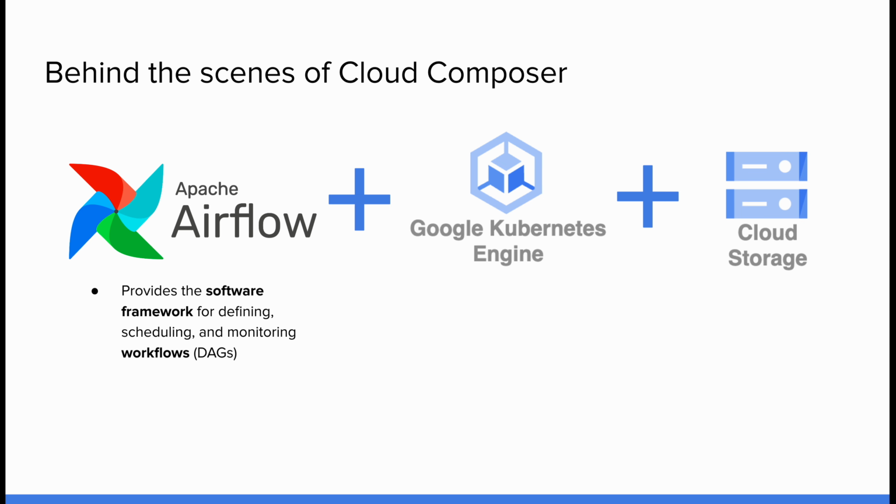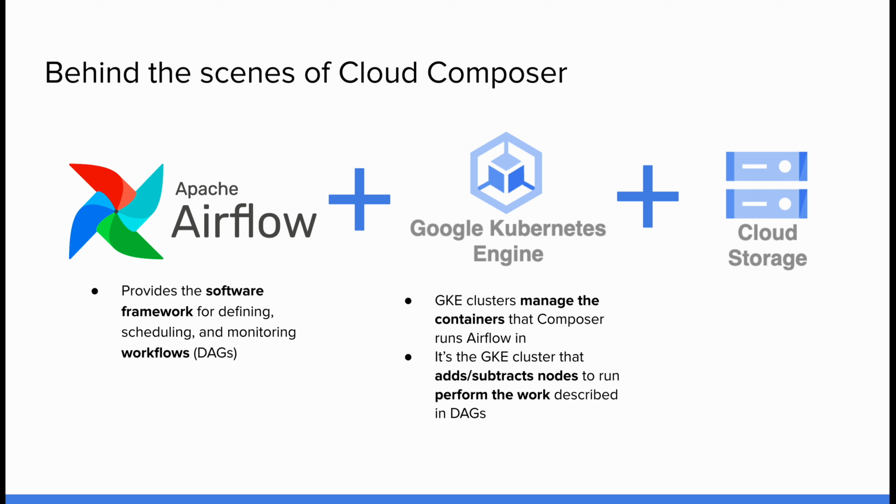Next, Kubernetes Engine, or GKE. GKE clusters manage the containers that Composer runs Airflow in. So when we say that workers or nodes are added or subtracted to Cloud Composer, it is this cluster that they are added to or taken away from.